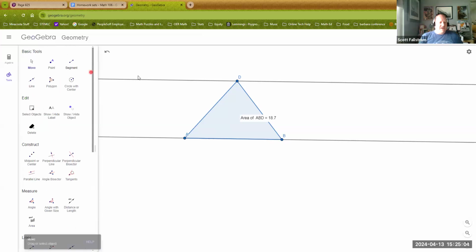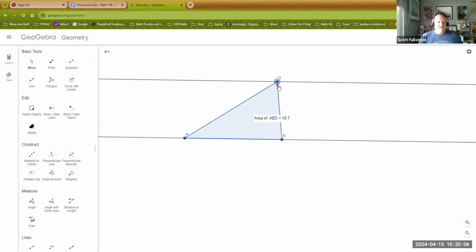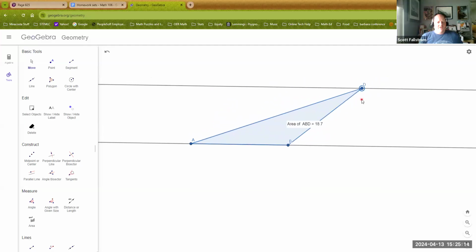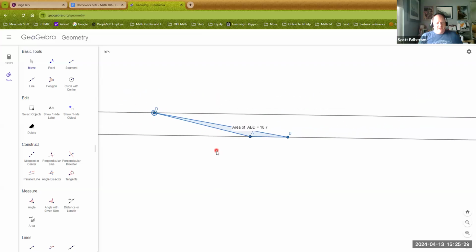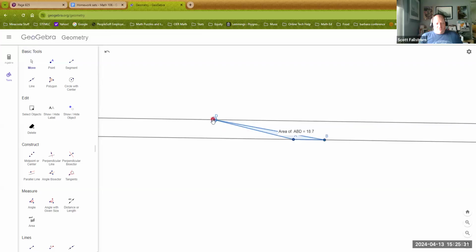So I want you to take a look what happens as I move point D. What happens to the area? There, it's a right triangle. Let me zoom back. So the base, you see the base from A to B, it's not changing. And the height, which would be the distance from D down, is also not changing. So you could drag this all over the place. And it's still 18.7.